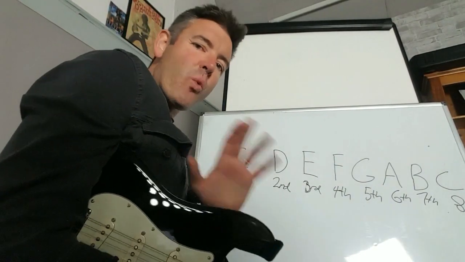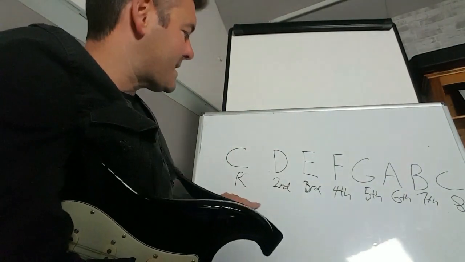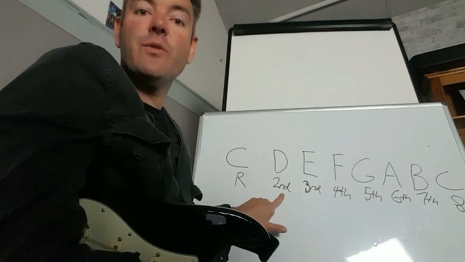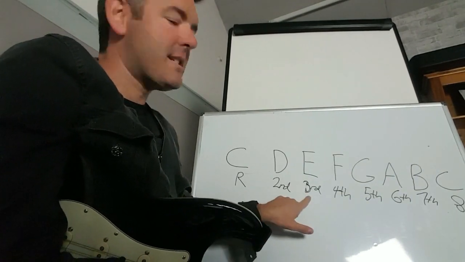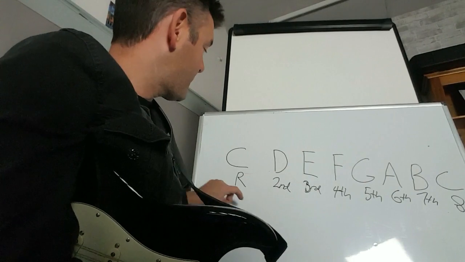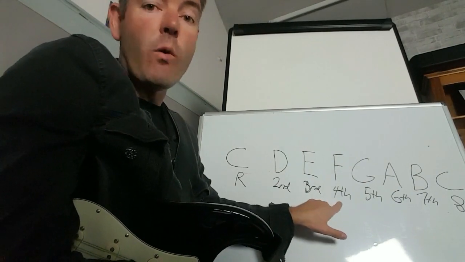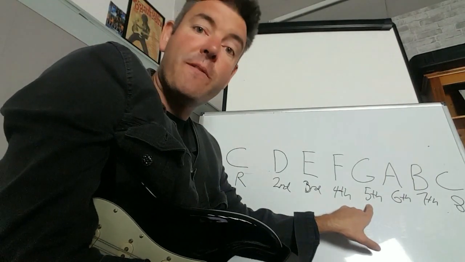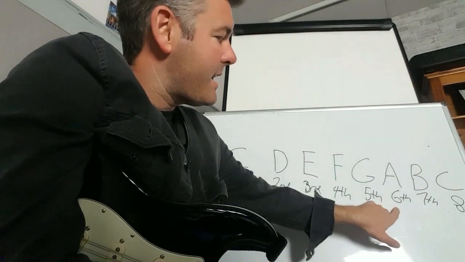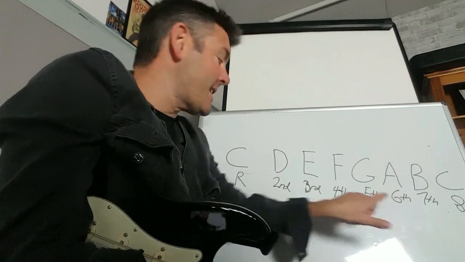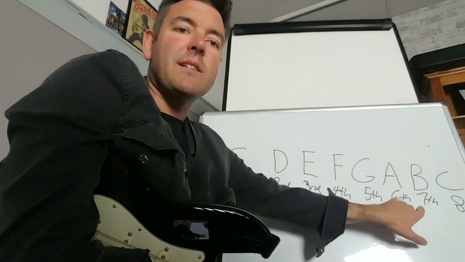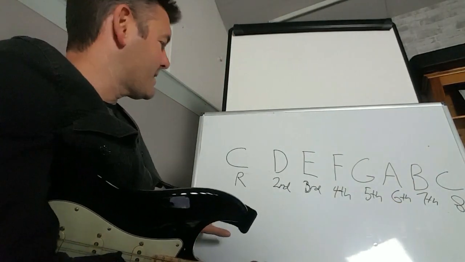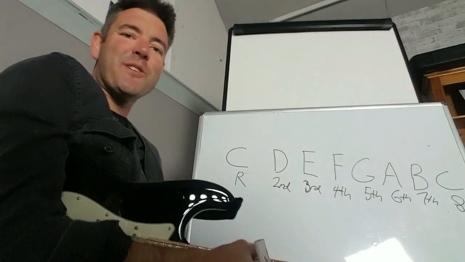So let me go through those with you one more time. C to D is a major second or a second. C to E is a major third or just a third. C to F is a fourth or a perfect fourth. C to G is a fifth or a perfect fifth. C to A is a sixth or a major sixth. C to B is a seventh or a major seventh. And C to C is simply an octave.